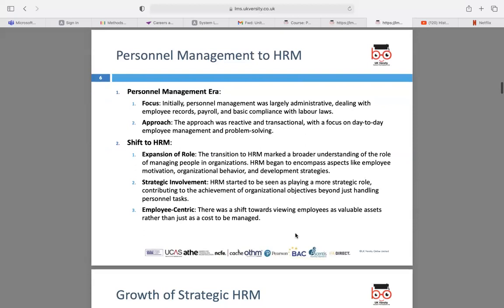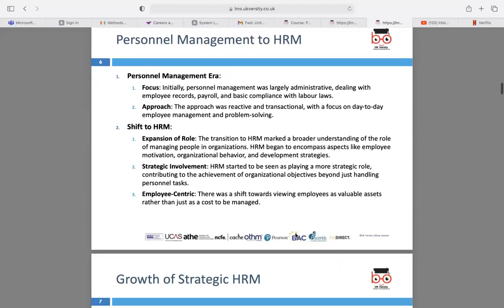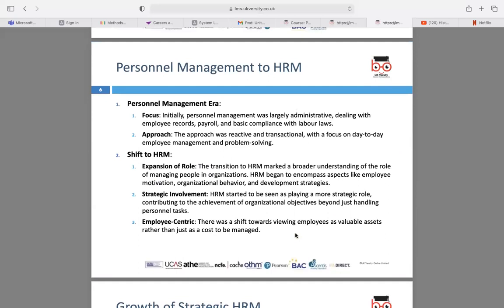Now, we're going to be talking about how things shifted from personnel management to human resource management, and also the growth in the strategies that came up. That's going to be talked about later on.